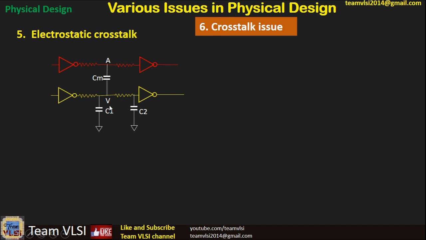Suppose the capacitance between the substrate and victim nets, since your substrate is connected to ground, this capacitance is connected to ground, but this capacitance is connected between the aggressor net and the victim net, not to the ground. So there could be various cases.